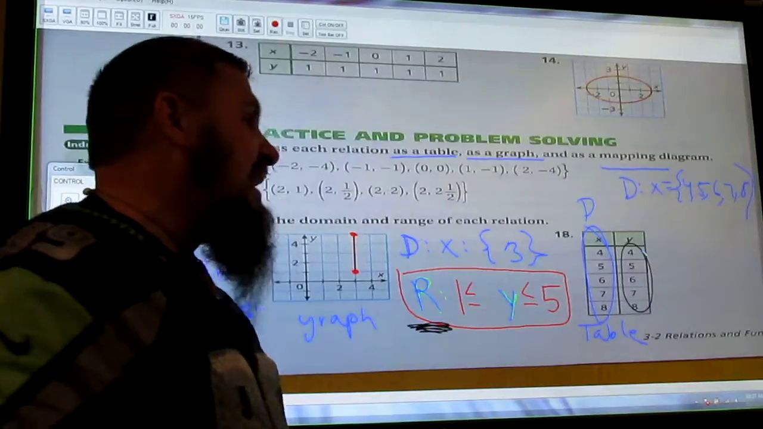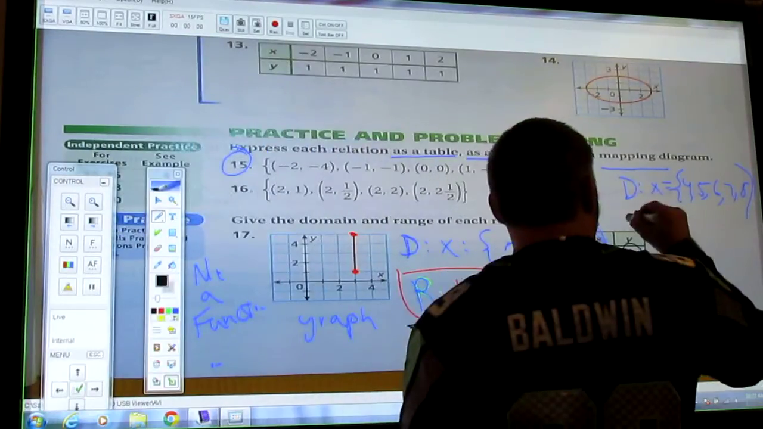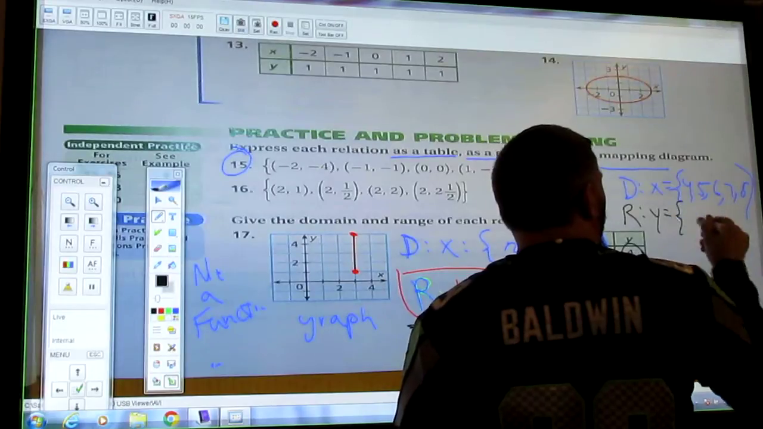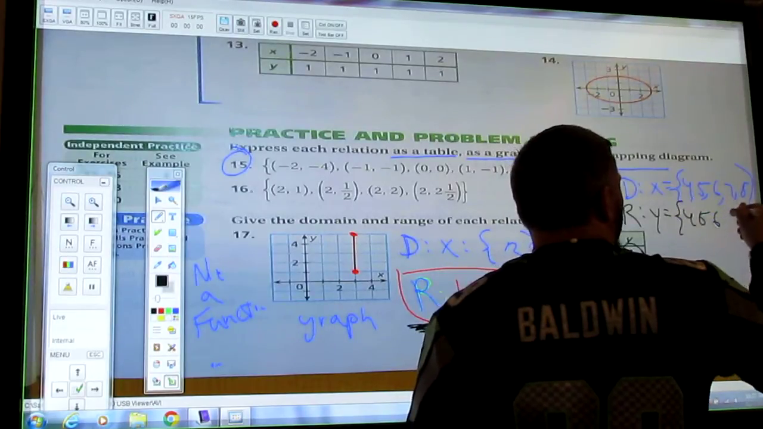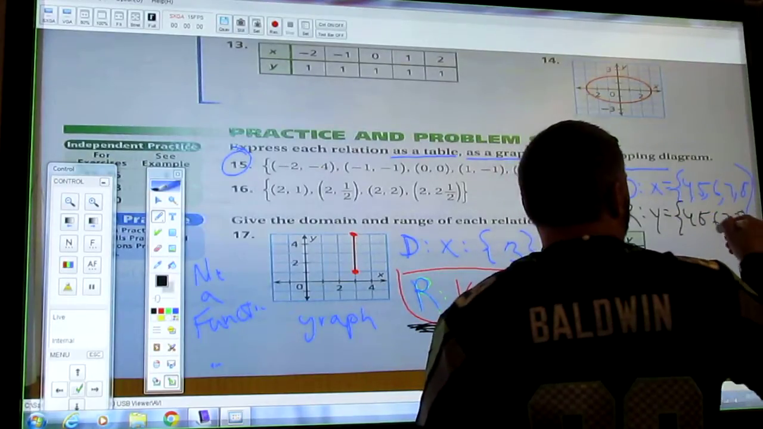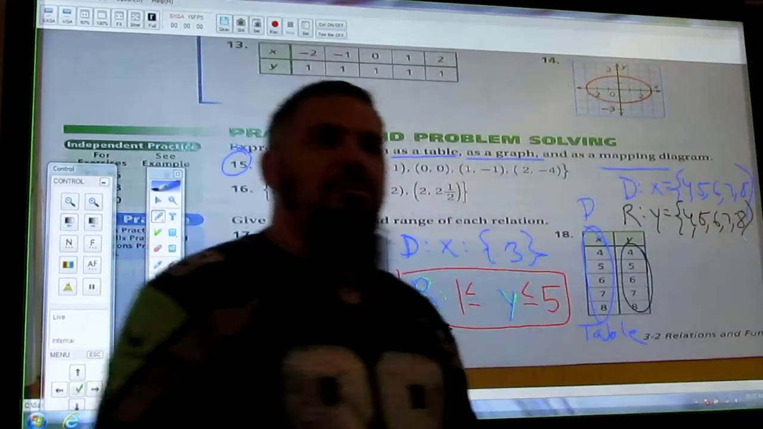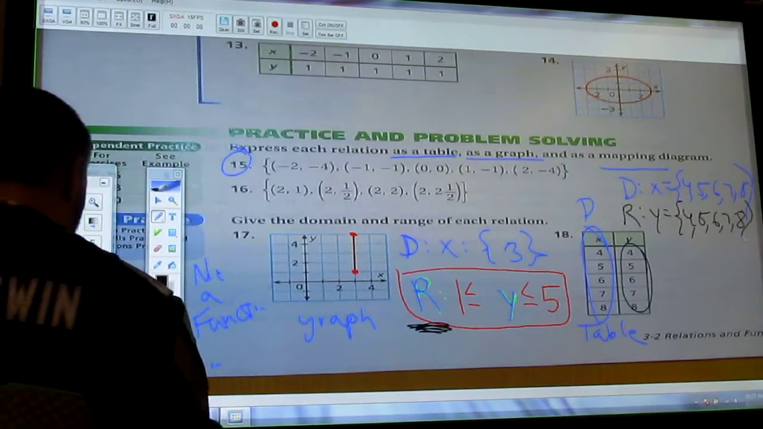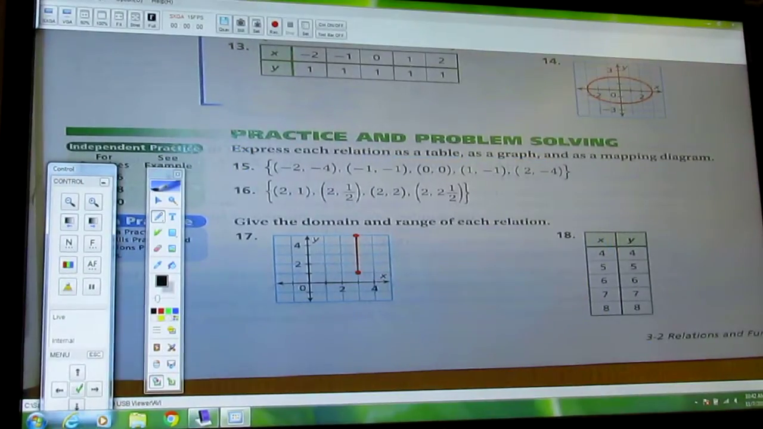4, 5, 6, 7, 8. So the range is 4, 5, 6, 7, 8. It's the same as the domain. They're the same. Alright, that's 18.